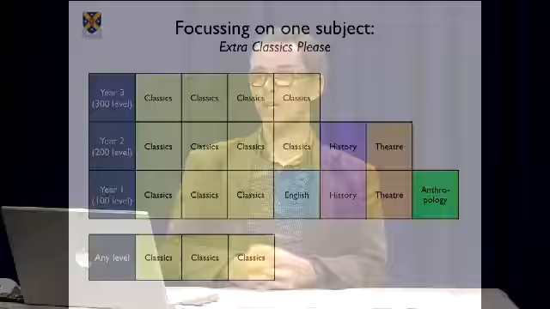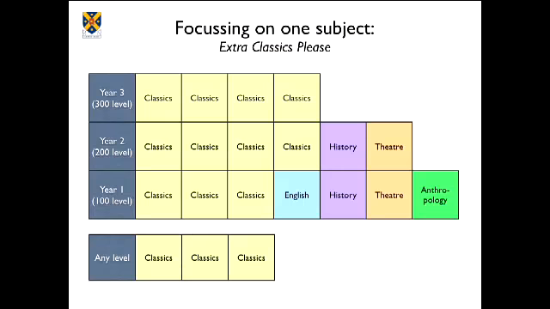Here are some BAs, just to give you an idea of the different shapes of the degree that people manage to achieve when they design the sort of BA that they want. So here's one that really focuses in on one particular subject. This person really likes classics. It's their thing, so they've done lots of classics papers, including a lot of their optional papers, and then a few other things that they're interested in. But this person's a specialist.